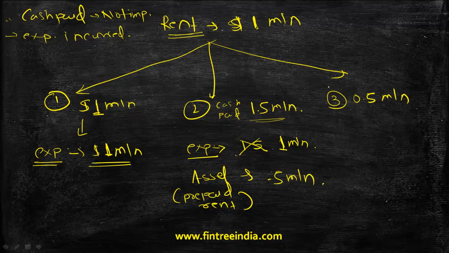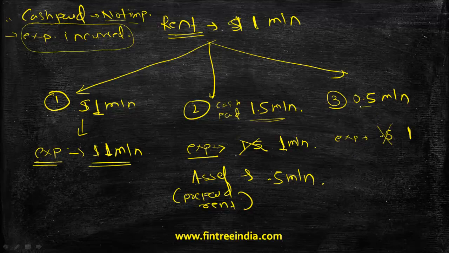Now scenario number 3, where we were supposed to pay 1 million, but we paid only 0.5 million, and therefore the amount of expenditure is not going to be 0.5 million. The amount of expenditure is still 1. The amount of cash which has been paid is not important for finding out the expense. What is important is the amount of expenditure which has been incurred during the year, which means that we've consumed the property, we have occupied the property, and the charges towards it were worth 1 million, and therefore the expenditure is going to be 1.